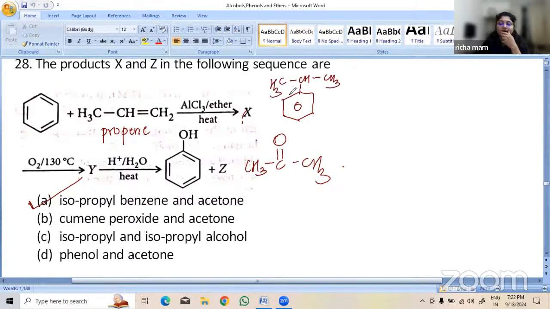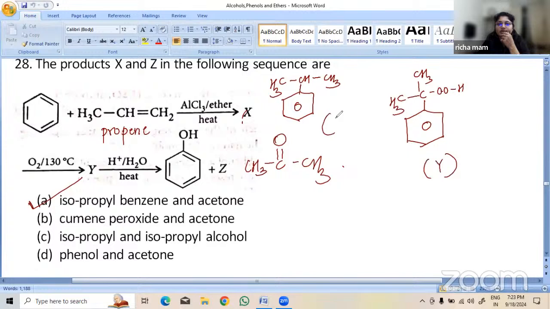Okay, so we are going to get isopropyl benzene. Then what is Y? Y is cumene hydroperoxide. So this is cumene hydroperoxide, this is Y. Then further, this is your phenol. This is your Y. This is your X, so acetone. So isopropyl benzene and acetone. Option number A is the answer.